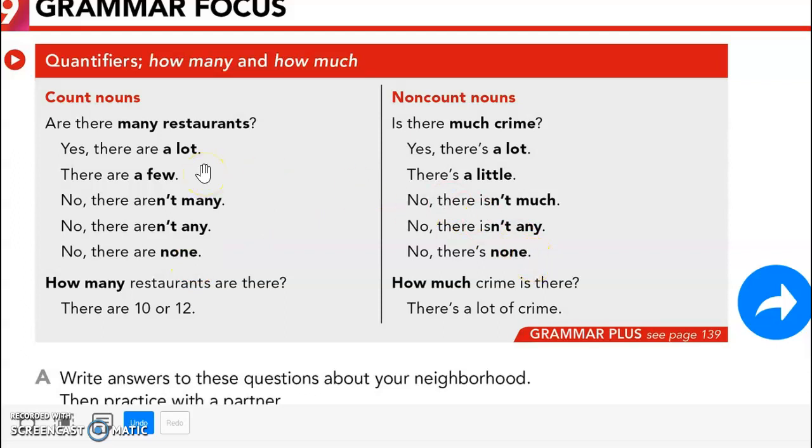Remember, we went over this. We use any in negative sentences and in questions. We use none in positive sentences to indicate that there's zero of something. We use much and many in questions and also in negative sentences. It's not common to have them used in positive sentences. We can use a lot either in questions, negative, or positive sentences.